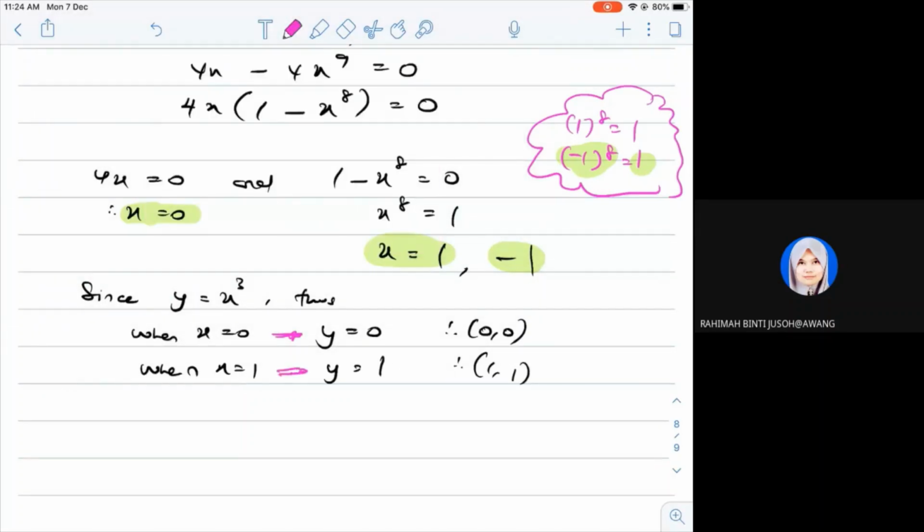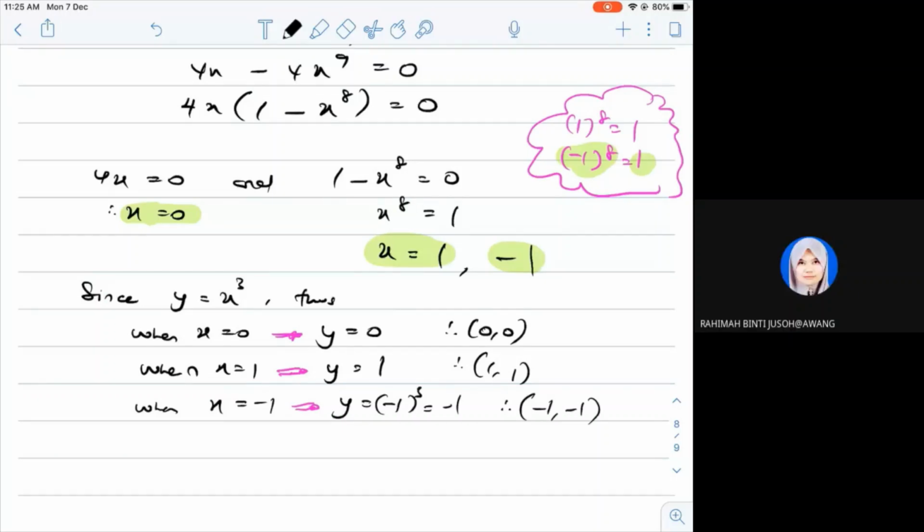And the third critical point, when x equals to negative 1, what happened? Y equals to negative 1 cubed. We also have negative 1, isn't it? Power dia ganjil, power dia odd. Negative 1 to the power of 3. So from here we have -1 and -1. Understand these steps?